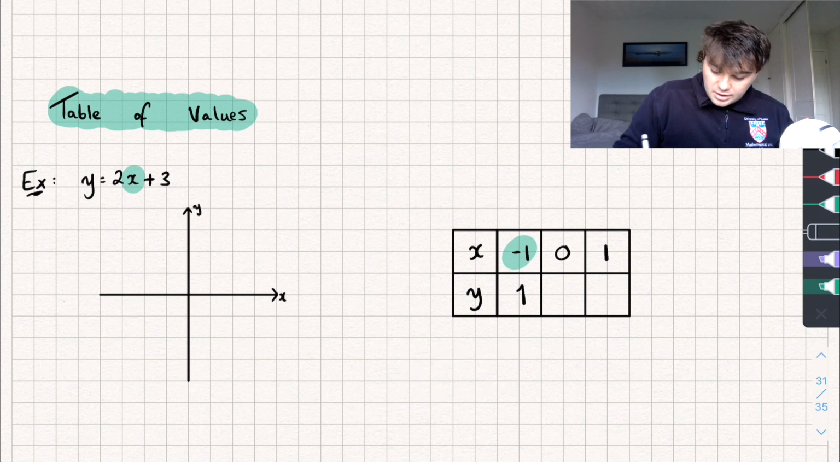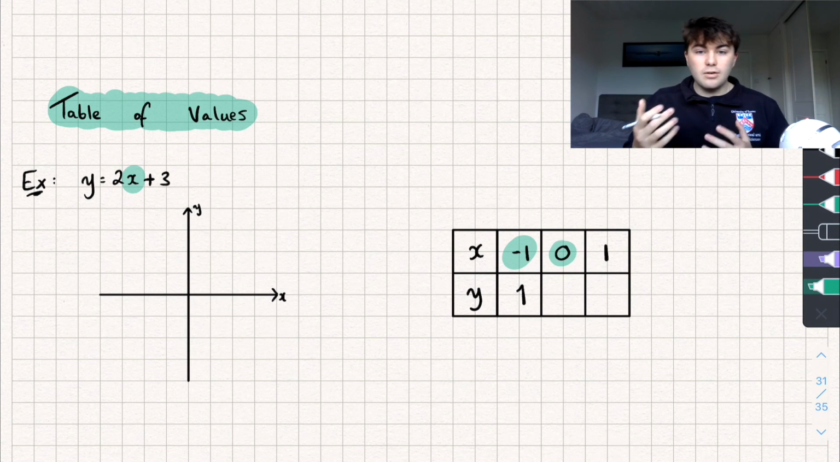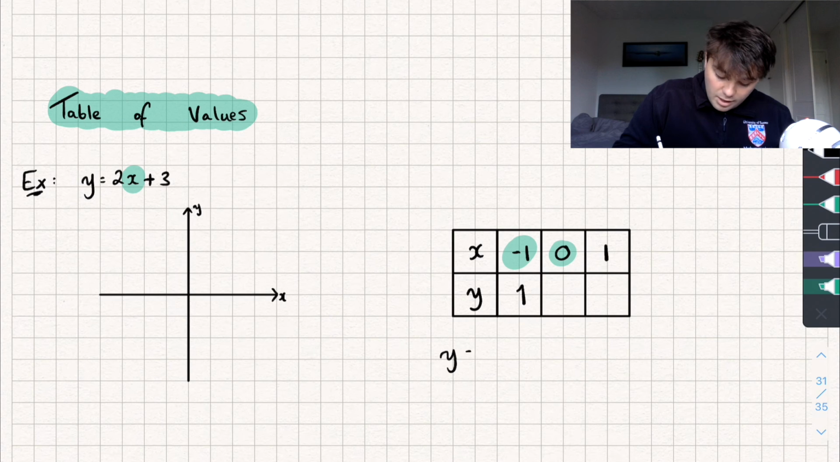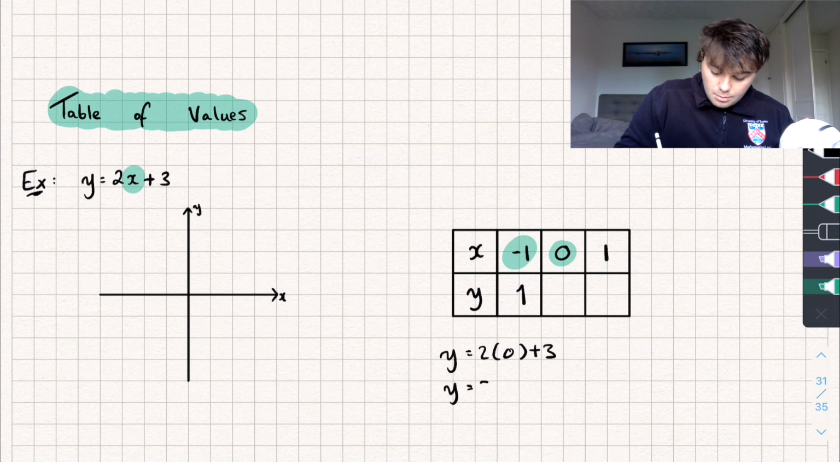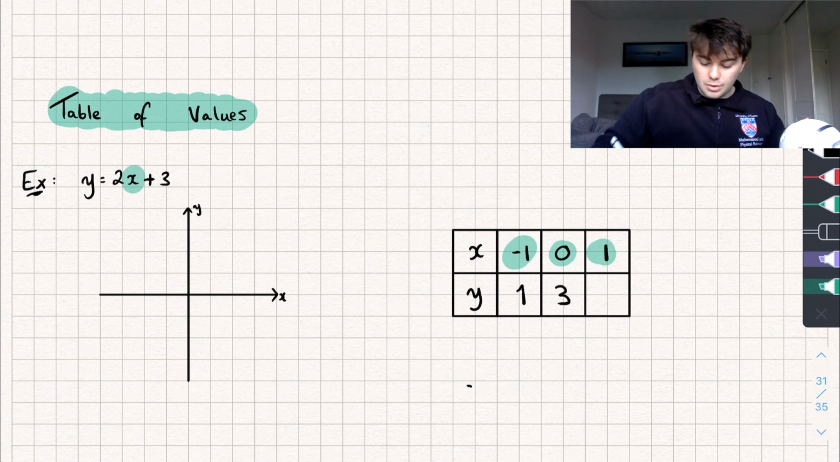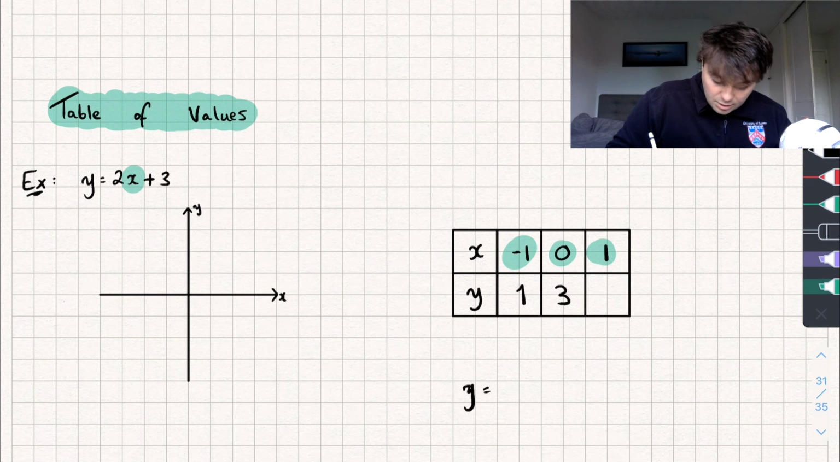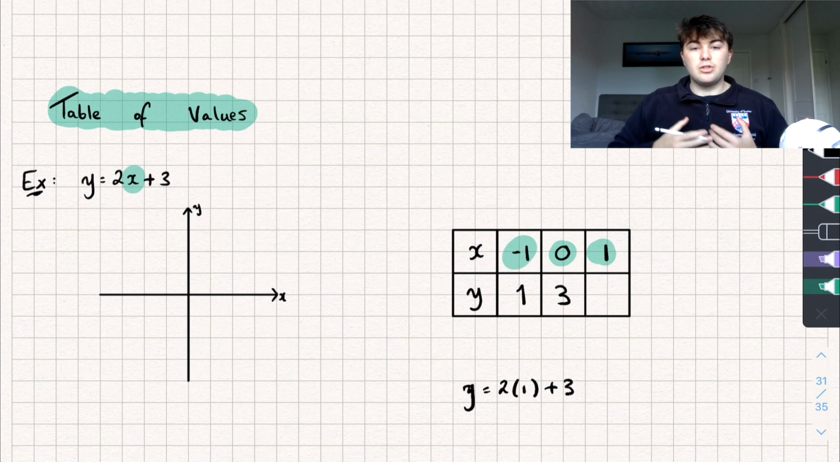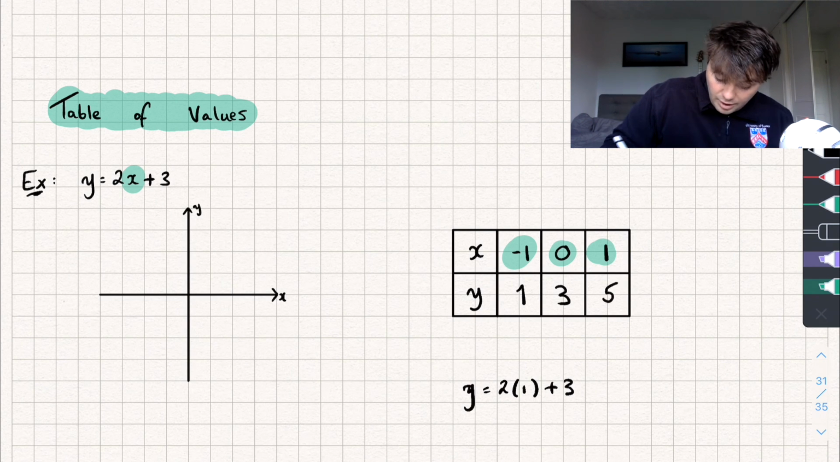And then next we're going to substitute in x equals 0, and if I do that we get that y is equal to 2 multiplied by 0 plus 3, and so y is going to be equal to 3. So I'll write that in the table. And finally we'll look at when x is equal to 1. So we substitute that in and we get that y is going to be equal to 2 multiplied by 1 plus 3, and so y is equal to 2 plus 3, which is 5. So I'll write that in.